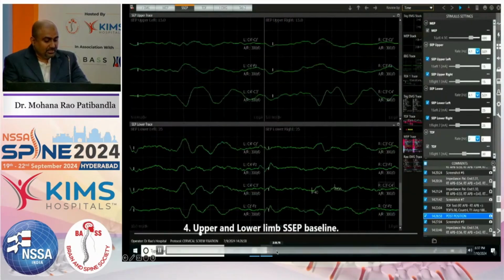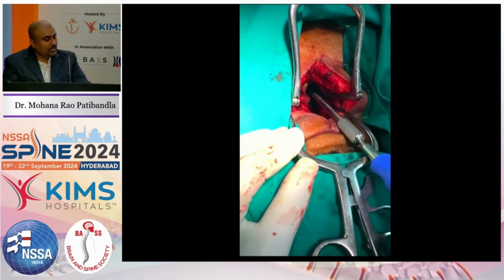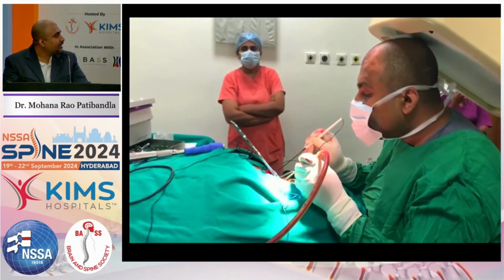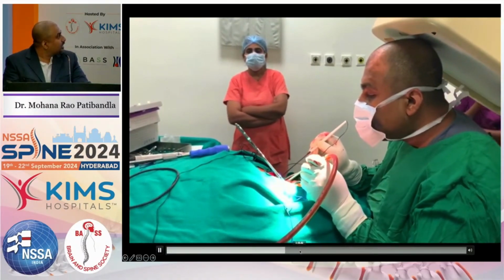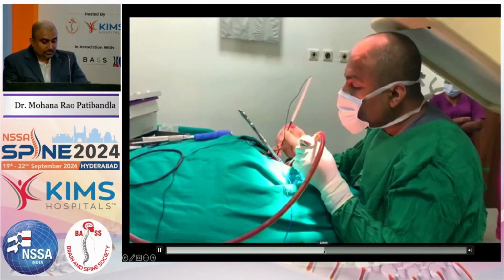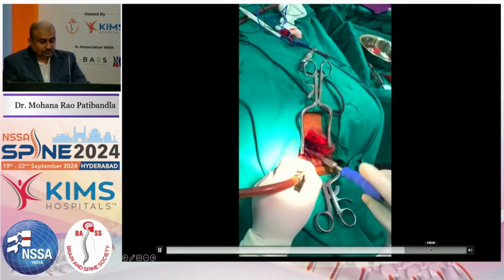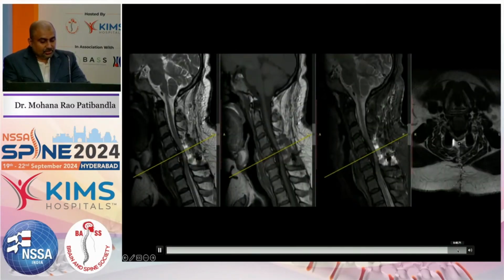Then upper limb SSEPs and lower limb SSEPs, and this is the lateral mass screws. Even for the lateral mass screws, if anything is less than 7, you should change it. Here I don't have much time to show, so I'm skipping this case. The rest of the things are the same. So even transarticular screws are this. This is the post-operative outcome.